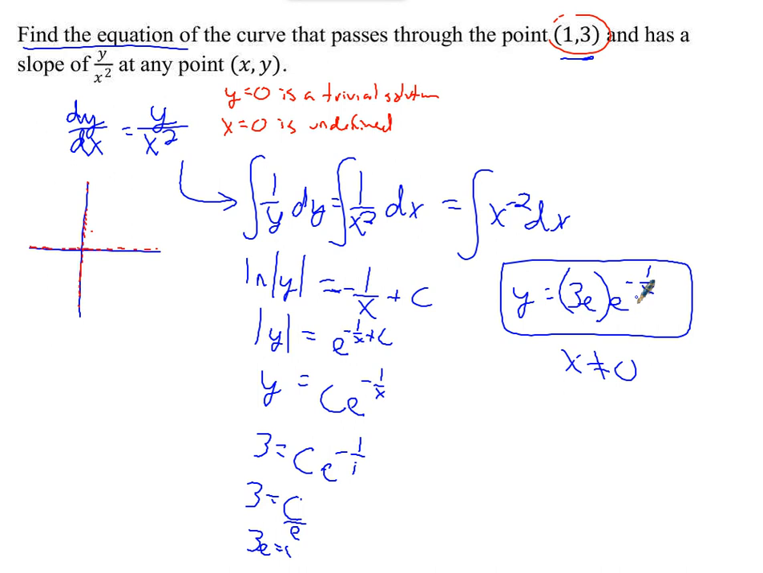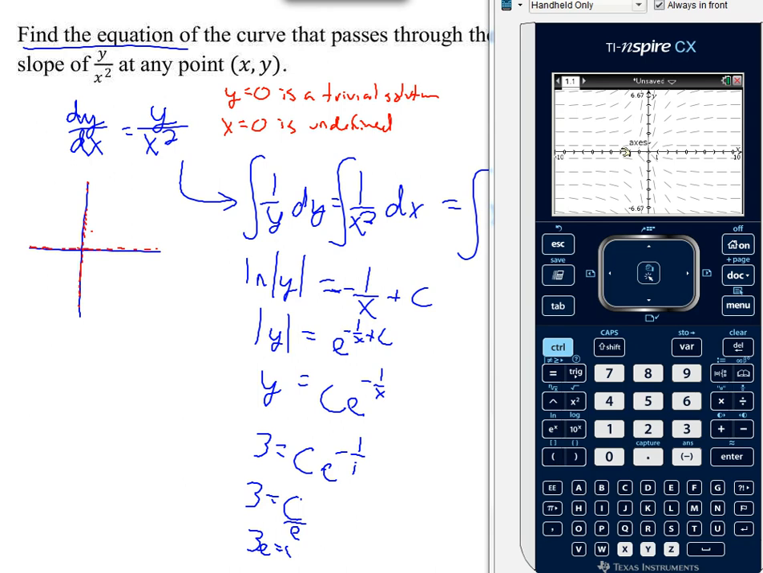Okay, and also remember that x is restricted because of this initial point that we were given. x is restricted completely to the first quadrant, and also because of the y equals 0 being a trivial solution here. So I do want to take a look at the slope field for this. So let me get that set up. All right, so here you go.